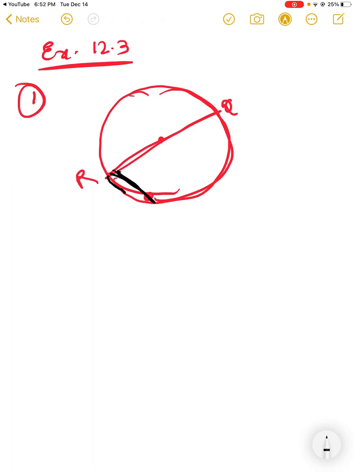Here P is there. Okay, this is highlighting with the black pen. This is a semicircle. So inside the semicircle one triangle is there. Now this area is shaded. This area we have to find out.